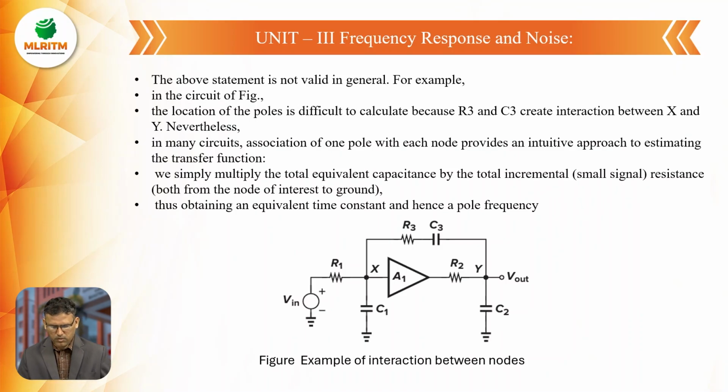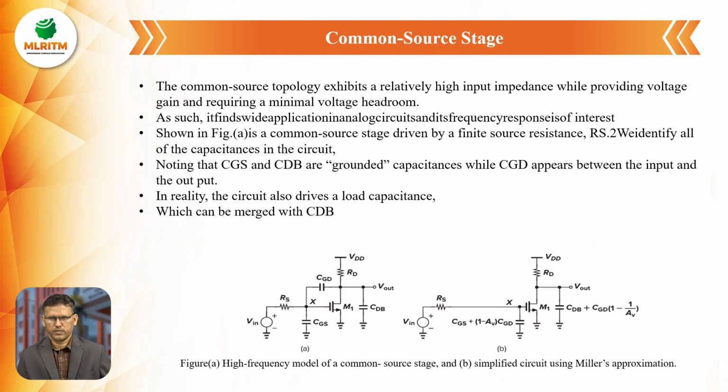Next one is the interaction between the nodes. Here you can observe that different capacitances exist in the circuit. Suppose this is a C1 capacitance, and C2 and C3 capacitances exist in the MOS devices. We consider these capacitances to see their effects on the output voltage gain. Next, we consider the different modes of MOS transistors: the common source stage, common drain stage or source follower, and common gate stage.